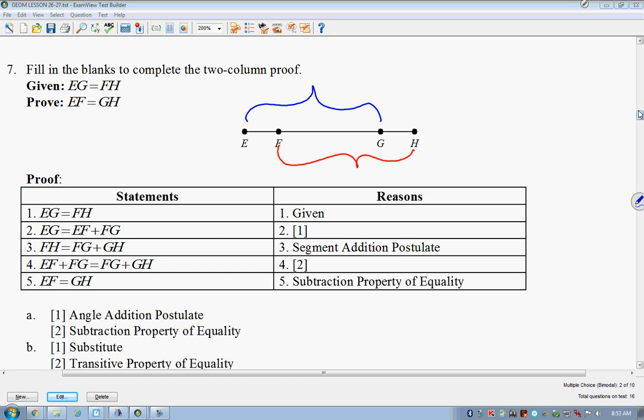Can I get some eyes up here? Notice here they kept EG. They went from EG to EG. They didn't change anything about EG, but they did something with FH. They went from FH to EF plus FG. So EF plus FG. What did they do there? How did they go from FH to being EF plus FG?